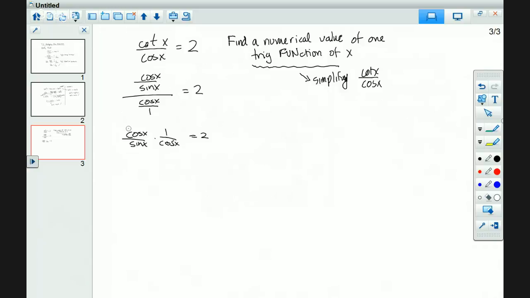And we can see these cancel, and we get 1 over sine x, which is, David, you get to answer it this time. Yeah, you got it. And you're done. Done.